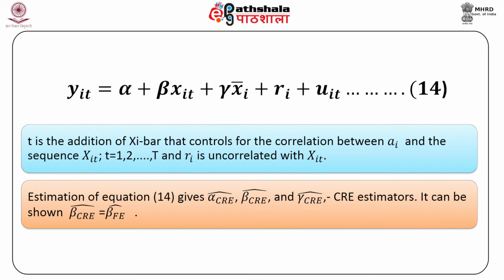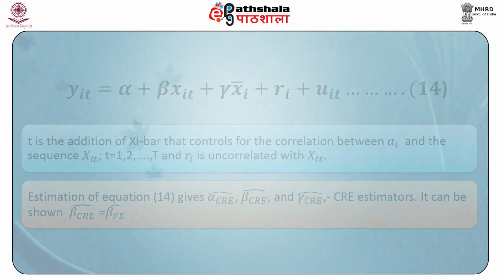Estimation of equation 14 gives alpha hat, beta hat, and gamma hat. They are all correlated random effects estimators. It can be shown that the beta hat correlated random effects estimator is equal to the beta hat fixed effects estimator. In other words, adding the time average x̄_i and using random effects is the same as subtracting the time averages and using pooled OLS.